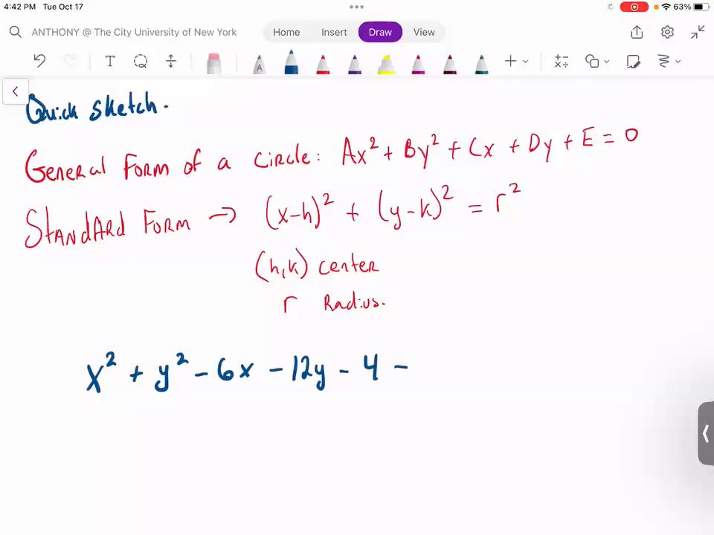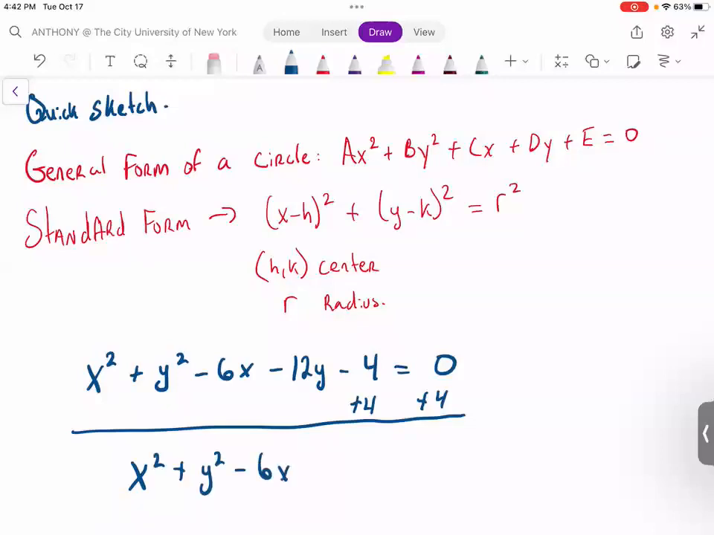minus 4 is equal to 0. First thing that you should do is always move the constant term to the other side of the equation. So what is my constant term? -4. So if I want to move -4 to the other side of the equation, mathematically, what should I do to both sides? You add 4 to both sides. So if I add 4 to both sides, you get x squared plus y squared minus 6x minus 12y is equal to 4.